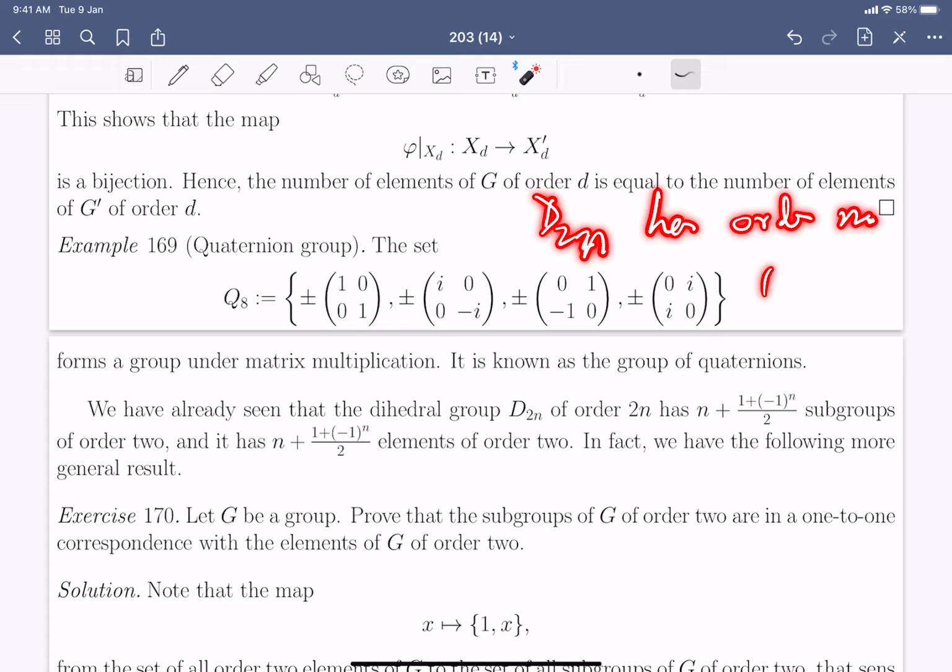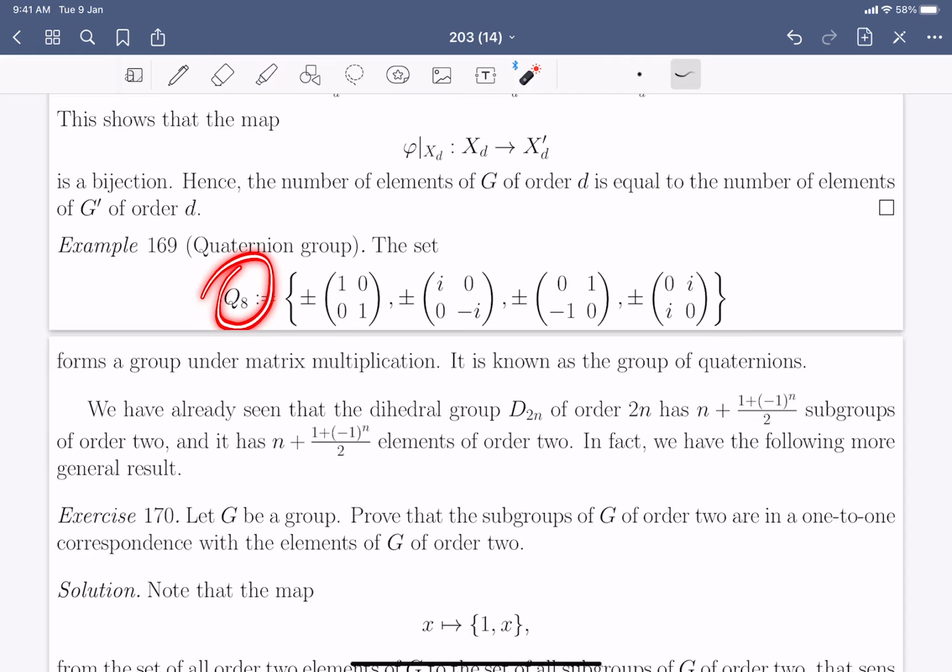So maybe if you look at D8, one can ask, is it true that the quaternion group, this Q8, is isomorphic to D8? Or are these two groups related, at least in some sense? As of now, you know this notion of isomorphism to relate them. We'll see. We'll come to this question.